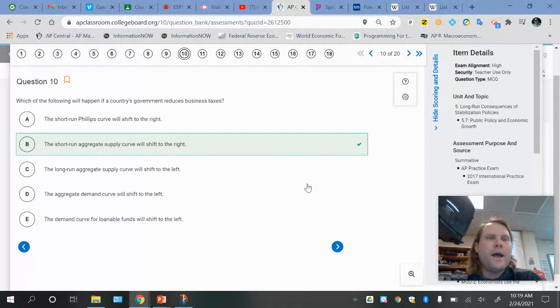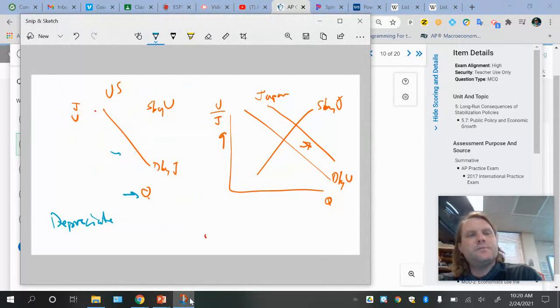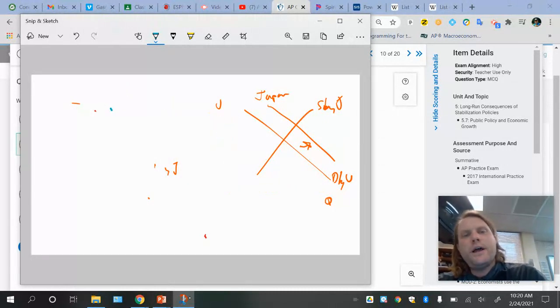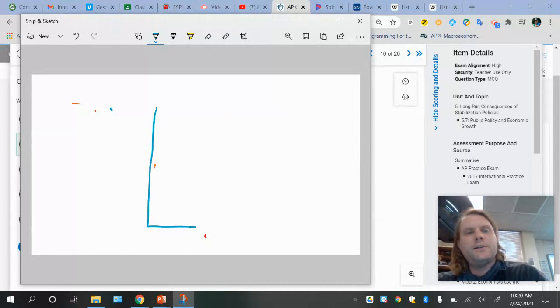All right. What happens if a country's government reduces business taxes? We've already had this question. We talked about increasing subsidies. So now we're going to do the same thing. We just changed the wording here. So what happens if a country's government reduces business taxes? Well, that's going to increase our supply. It's going to basically, at the end of the day, lower some type of cost.